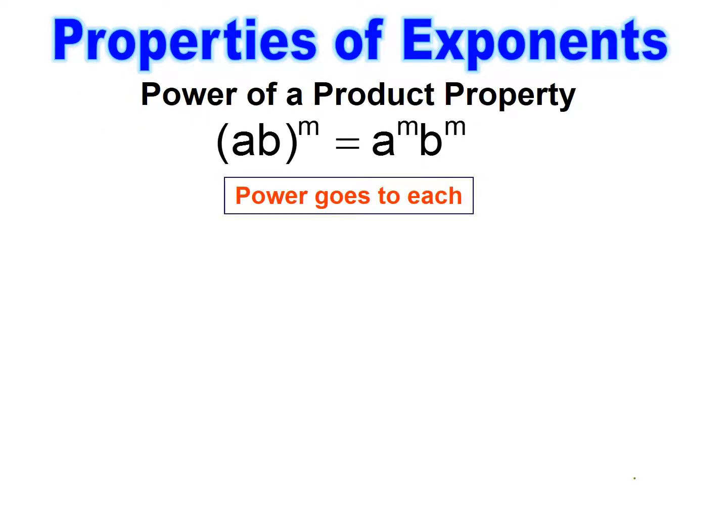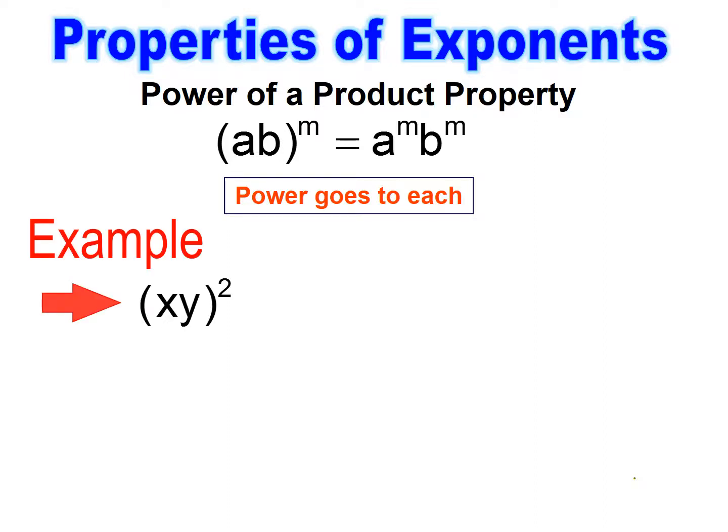Our next property is the power of a product property. And that is when we have a quantity raised to a power. To simplify, you take that power and you give it to everything inside the parentheses. So in this example, we have the quantity xy raised to the 2nd power. To simplify, I take that power and I give it to everything inside the parentheses. So I end up with x squared y squared.